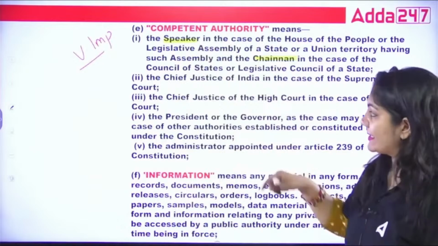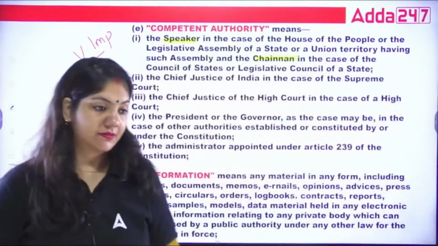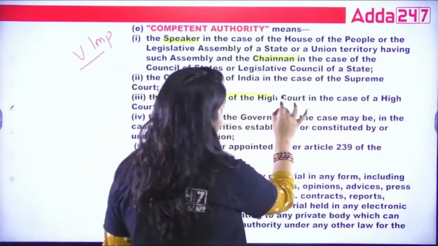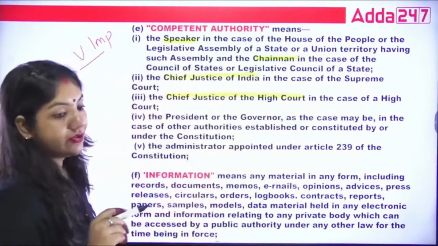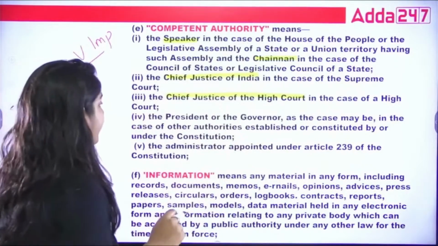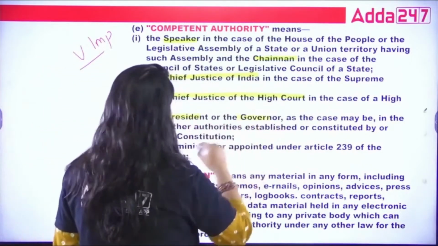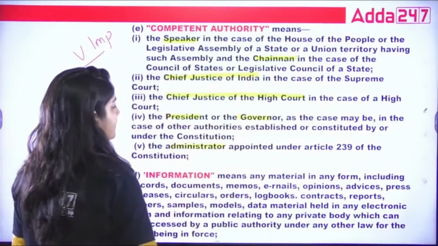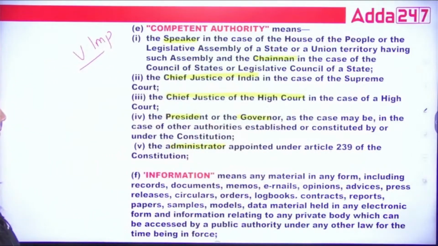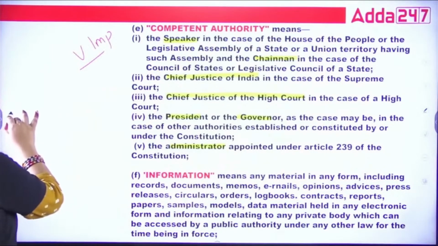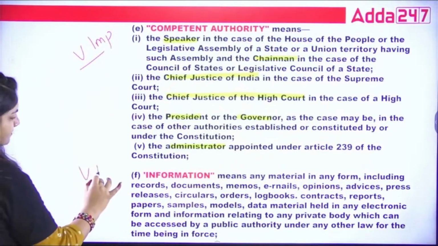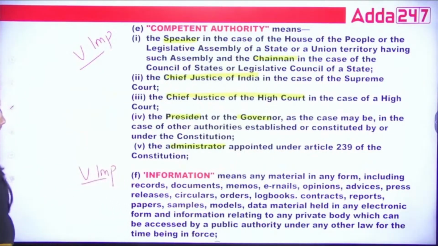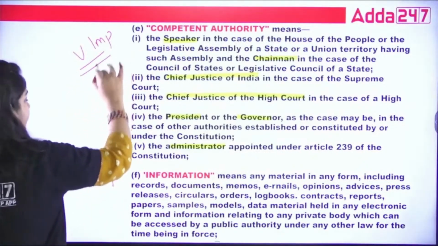Got it? Next, Chief Justice of India. Chief Justice of High Court. Okay? Chief Justice of India. These are the competent authority. Competent authority: the President, Governor, and administrator. So guys, you have to learn this one. These are important. This is also important. Information. What is information, guys?